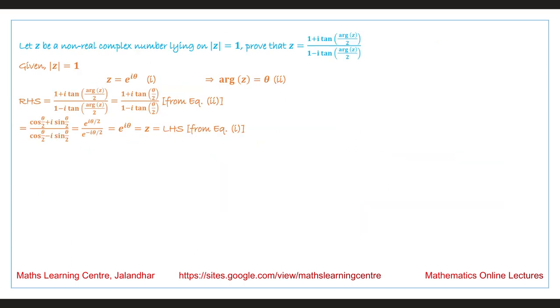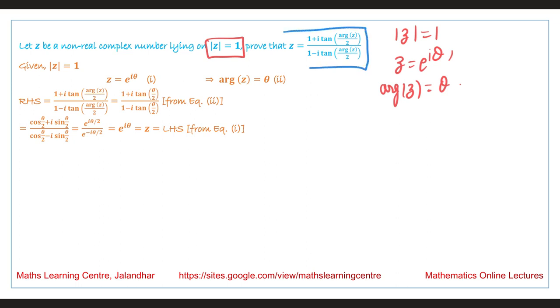Next is, if z is a non-real complex number lying on mod of z is equal to 1. So again it is given that mod of z is equal to 1. It means z is of the form e raised to the power iota theta, and argument of z is equal to theta. So the question becomes, we have to prove that z is equal to 1 plus iota tan theta by 2 over 1 minus iota tan theta by 2. We have to prove this result.